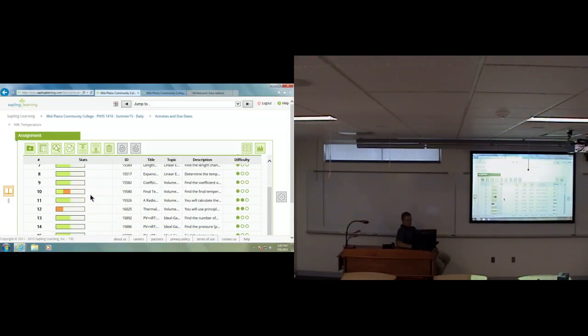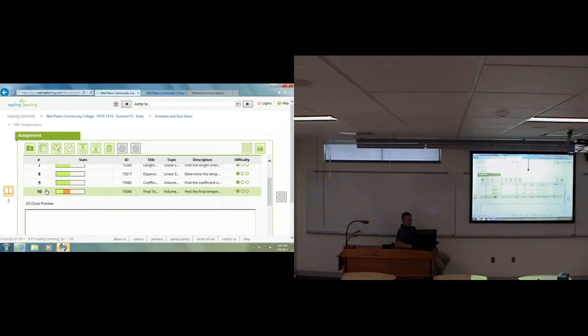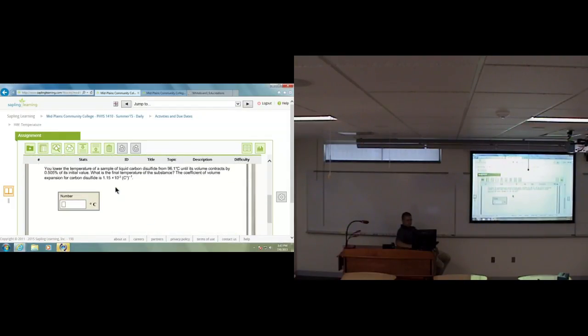Number 10, maybe? Yeah, this one, I thought I was on it right every time I put it. So you lower the temperature of a sample of liquid carbon disulfide from -2.1 degrees Celsius till its volume contracts by 0.505% of its initial value. What is the final temperature of the substance? Coefficient of volume expansion for carbon disulfide is 1.5 times 10⁻³ per degree Celsius.